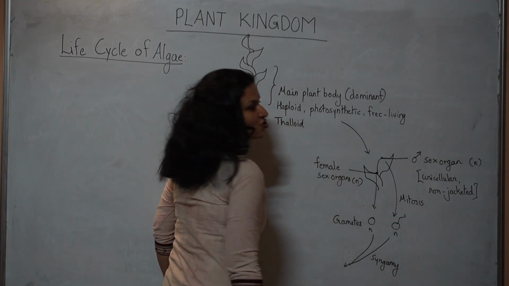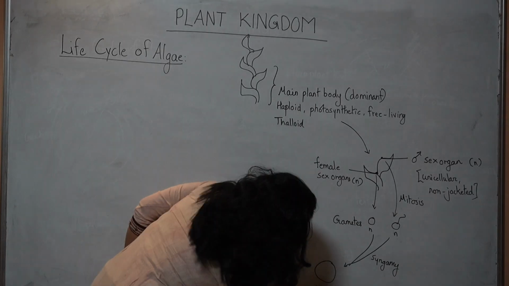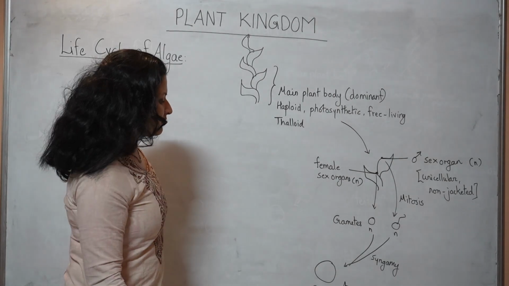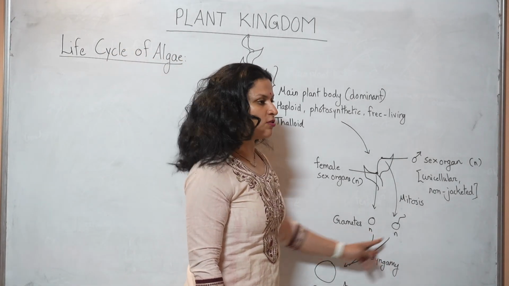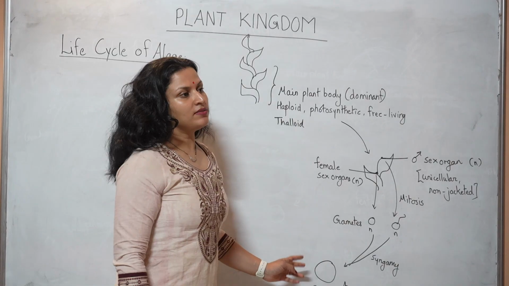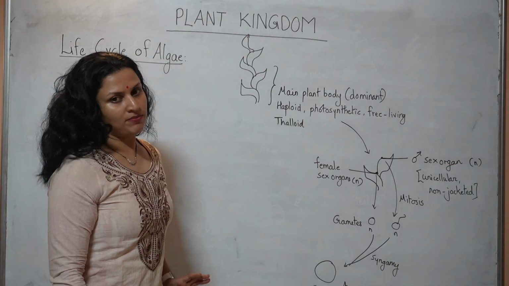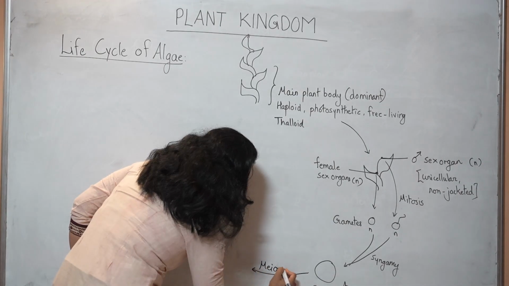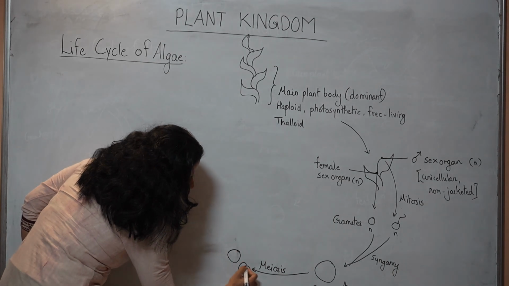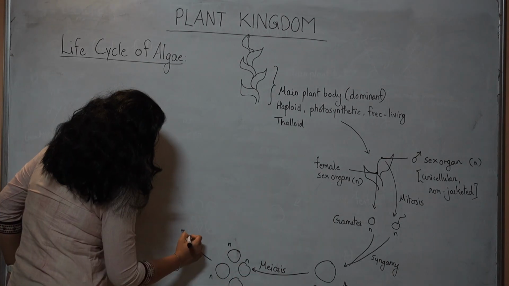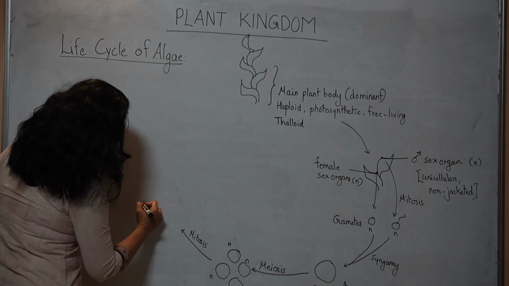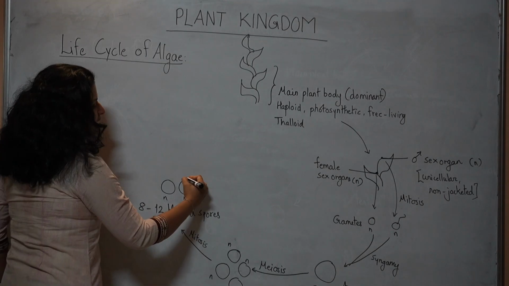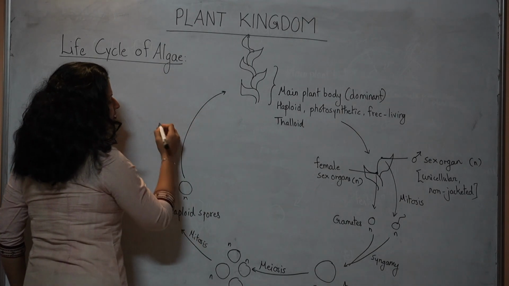Syngamy is fertilization, and with syngamy a single celled structure will be formed, which will be called the 2N zygote. Why will it be 2N? Because it has been formed by the fusion of haploid nuclei. Now this zygote will never undergo mitosis and form an embryo. It will rest for a while and then undergo meiosis to produce 4 haploid cells, N, and then these cells will undergo mitosis and produce about 8 to 12 haploid spores, which will be liberated. These haploid spores will germinate into a new plant body.